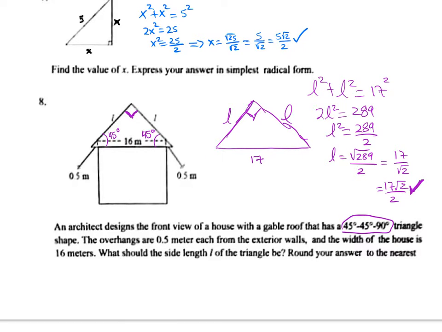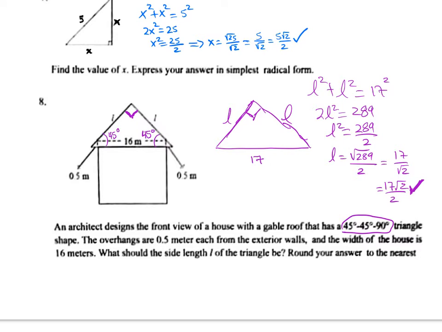All right, using the Pythagorean Theorem, we have L and 17. So L squared plus L squared equals 17 squared. L squared plus L squared is 2L squared. 17 squared is 289. Divide by 2. So L squared is the fraction 289 over 2. Well, I take the square root of both sides. So L is the square root of 289 over 2.